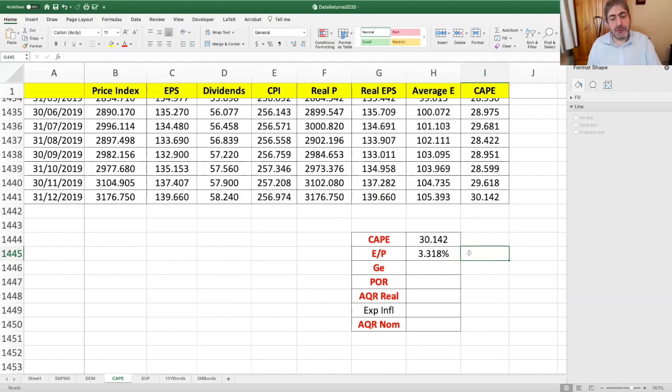Then the growth rate of earnings, according to AQR, is just 1.5%. Because they cheat, they just choose a number. And the payout ratio is just 50% or 0.5.